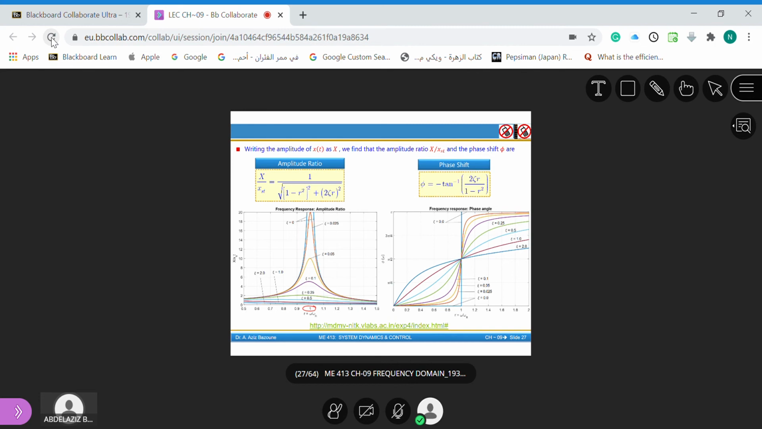Resonance: R is equal to 1 and zeta is equal to 0. You have to be careful, because here you substitute zeta equal to 0 and R equal to 1. This will give you 1 over 0. X over delta static will go to infinity. This will be resonance. You have to be careful for this one, at this value here.